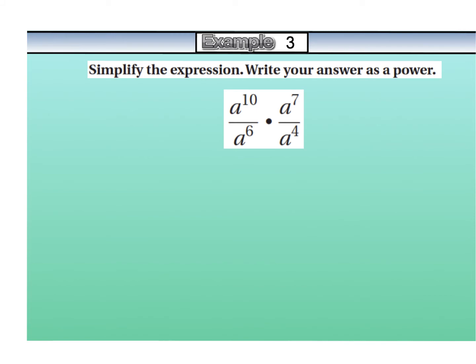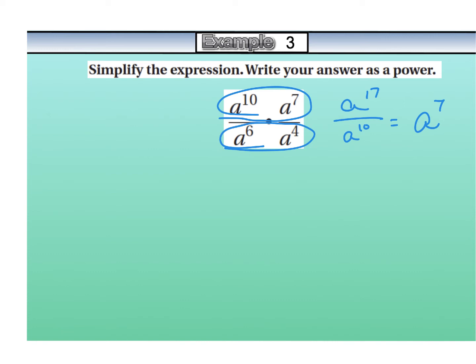Now, we can do this one of two ways. I'll do one using my blue pen, and then I'll do another one using my red pen. But either way, it's the same. I can multiply across the top. So I get a to the power of 17 divided by, multiply across the bottom, a to the power of 10. 17 minus 10, I get a to the power of 7.